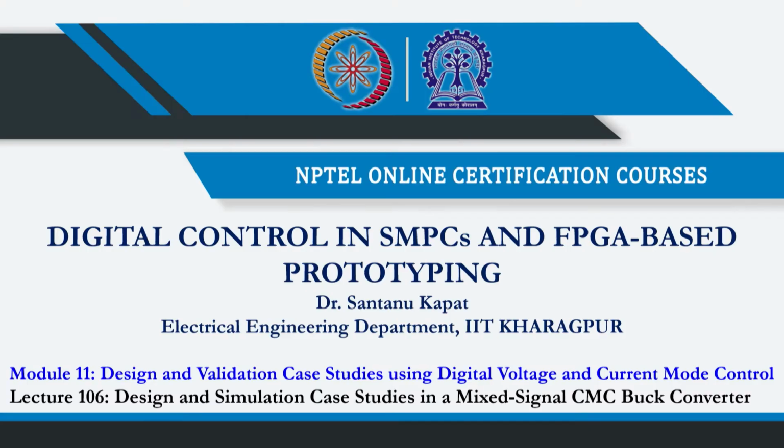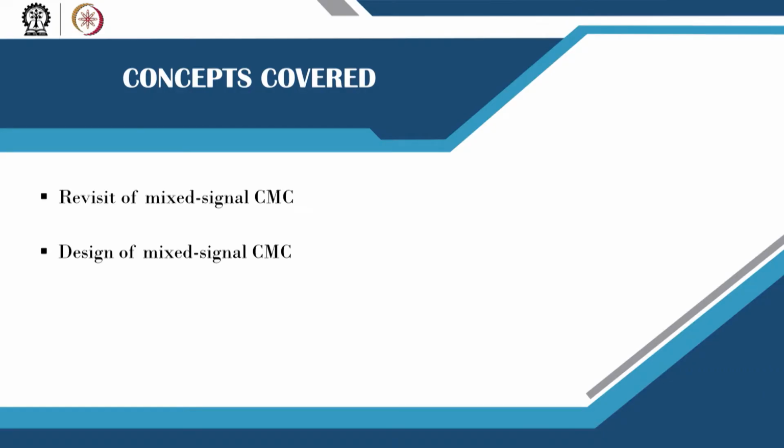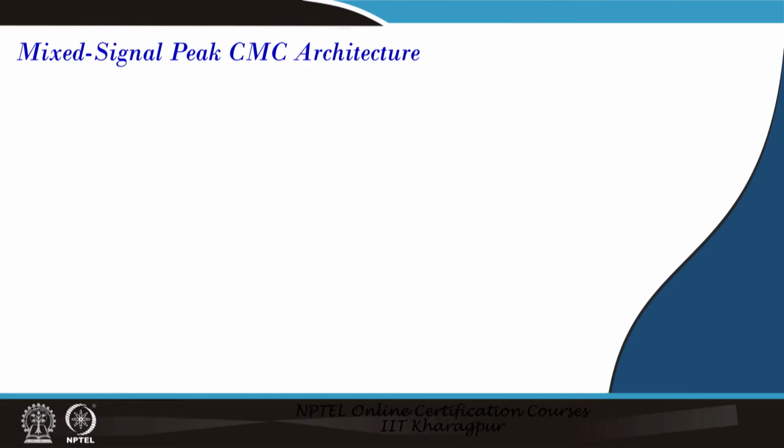In this course we are going to talk about the design of mixed signal current mode control in a buck converter, with some MATLAB simulation case studies. So, here we will first revisit the mixed signal current mode control, we will discuss the design of mixed signal current mode control, we will take some design case study with our realistic hardware parameter values, and we will make some MATLAB simulation case studies.